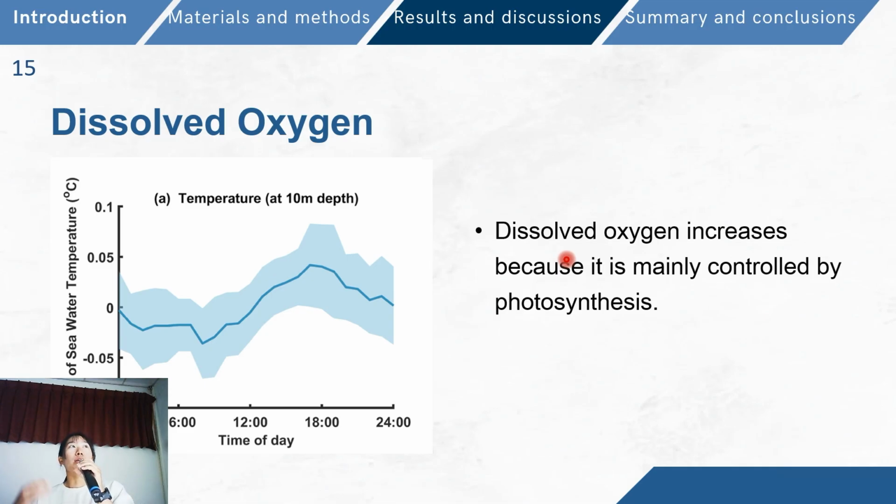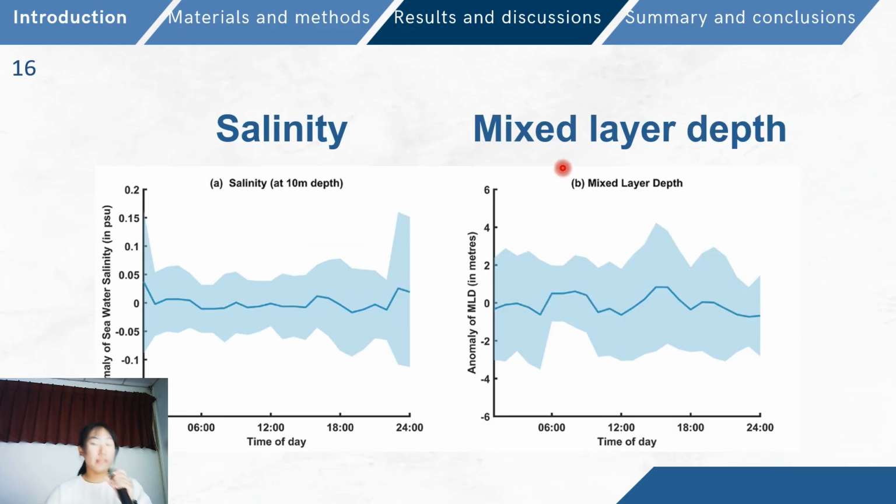And we know higher temperature reduces the gas solubility. But here, photosynthesis is the main factor. It's more than the temperature effect. And the salinity and mixed layer depth do not change much during the day. So you can see the ocean is stable in a short time.